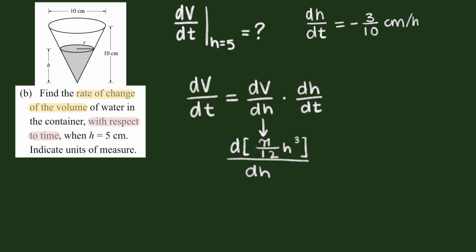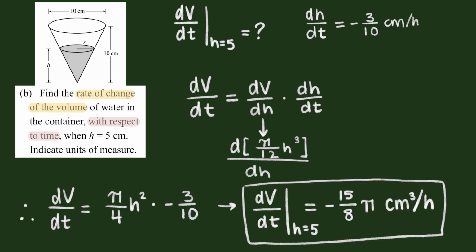We can solve dV over dh because we already expressed volume as a function of h back in part A. Therefore, dV over dt is equal to pi fourths h squared times negative 3/10. Now we can plug 5 in for h and write the answer as dV over dt when h equals 5 is negative 15/8 pi cubic centimeters per hour.